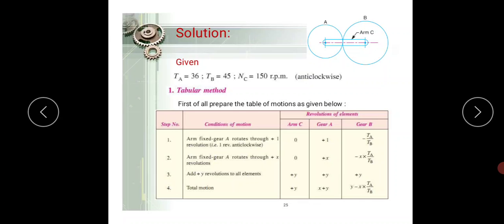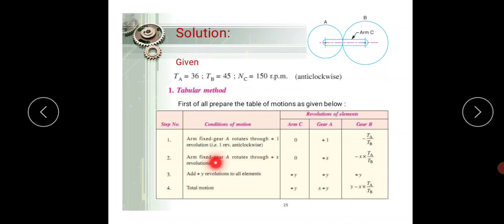Here, condition for motion: first, the arm is fixed and gear A is rotated through +1 revolution. The arm is fixed, so it will be 0. Gear A is +1 revolution, so gear B will be minus Ta divided by Tb, the ratio between Ta and Tb.